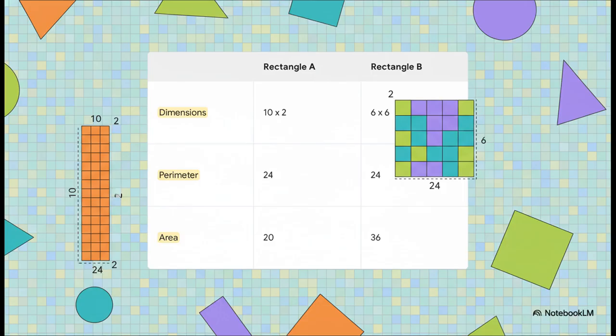A long, skinny rectangle that's 10 by 2 has a perimeter of 24 and an area of 20. But a 6 by 6 square also has a perimeter of 24, and its area is a whopping 36. That is almost double the space. Same amount of fence, but wildly different areas.